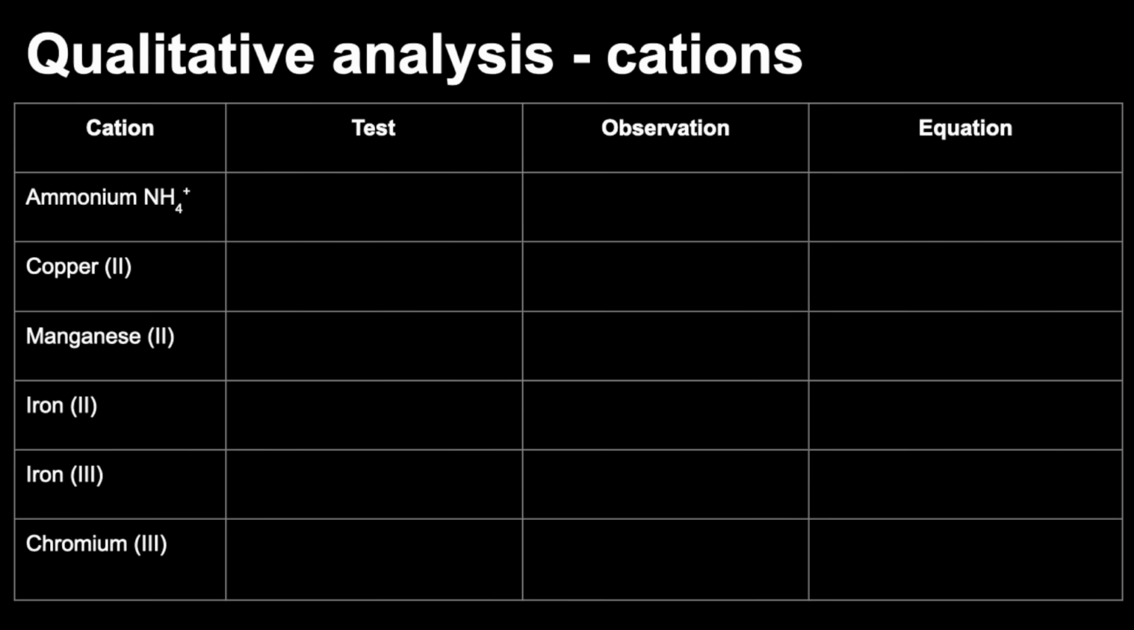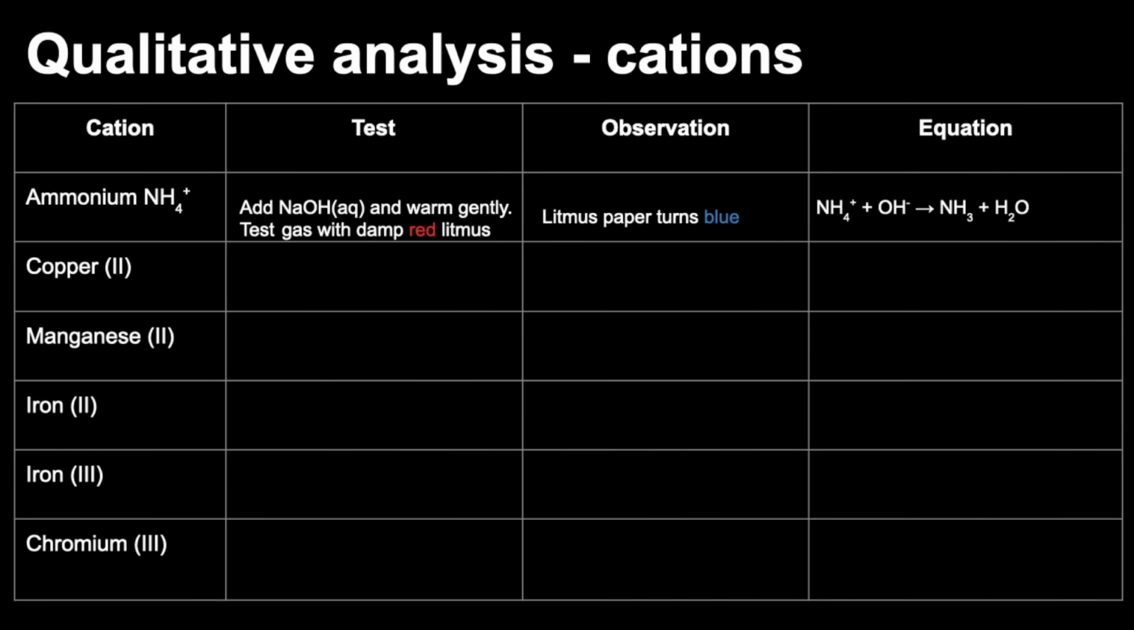So we'll look at some practical stuff now in the form of the qualitative analysis of ions, starting with cations. To test for the ammonium ion, you would add hydroxide ions, so sodium hydroxide aqueous, warm gently, and then you test the gas produced with damp red litmus. The observation for that is the litmus paper turns blue, and the equation looks like that. And I would always do ionic equations for these reactions. Moving on to the copper 2 plus ion, so you'd add aqueous hydroxide ions.